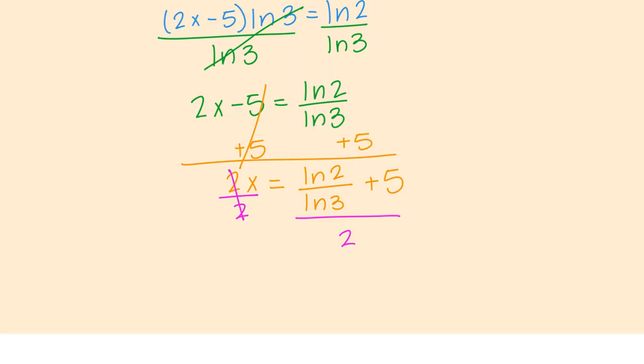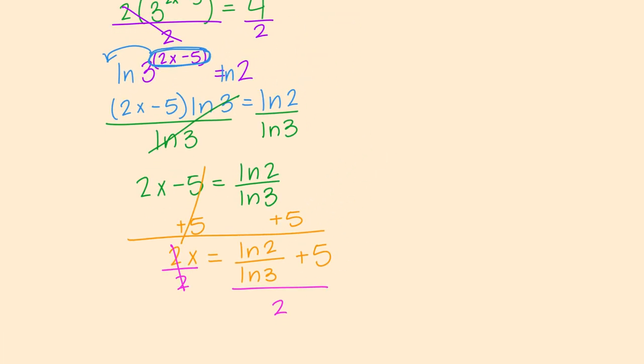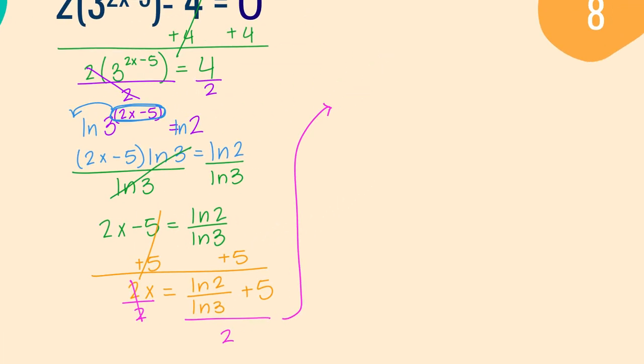I'm going to have x equals, you know what, I'm going to bring it to the other side just so everything could be in one space. I'm going to have x equals ln of 2 over ln of 3 plus 5, everything over 2. So this is what it looks like. Now, how are you plugging this into the calculator?